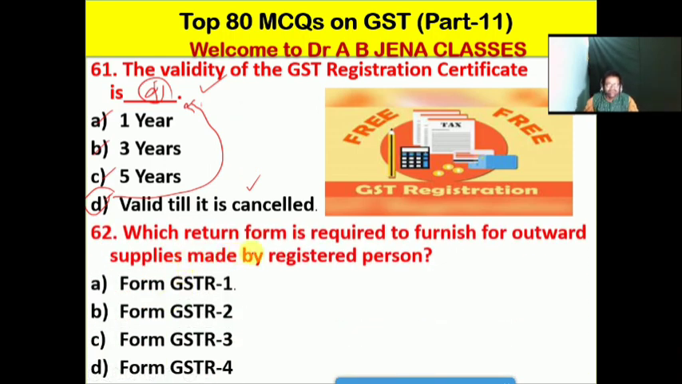The next one MCQ, which return form is required to furnish the outward supplies made by a registered person, कौन सा फॉर्म में होगा: A, form GSTR-1; B, form GSTR-2; C, form GSTR-3; D, form GSTR-4. No doubt friends, A is the right option for this MCQ. Form GSTR-1 is required to furnish the outward supplies made by the registered person. So friends, A is the right option for this MCQ.